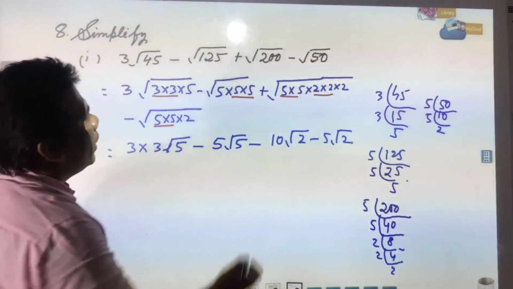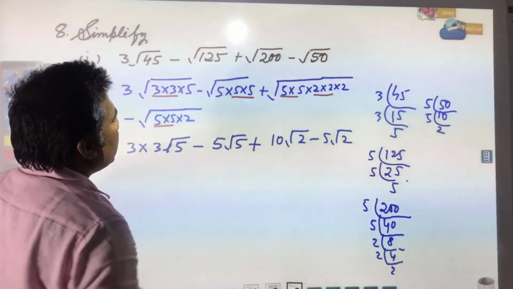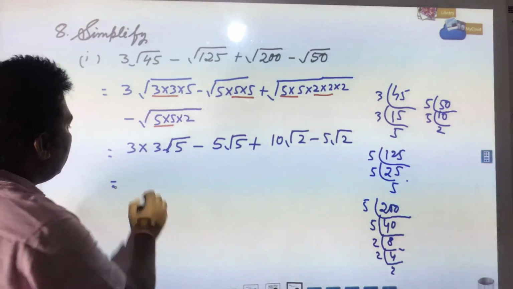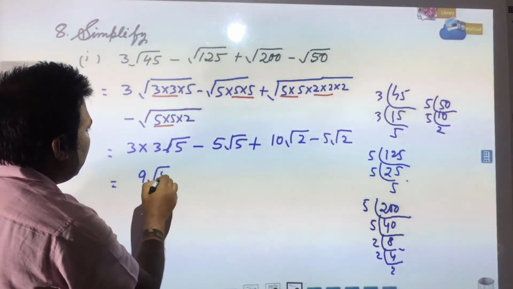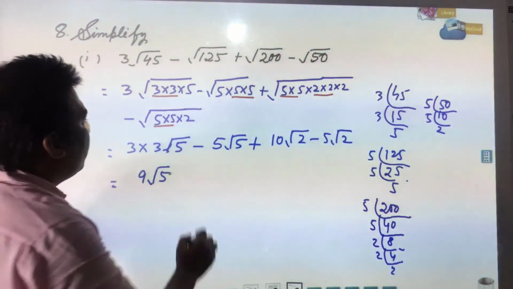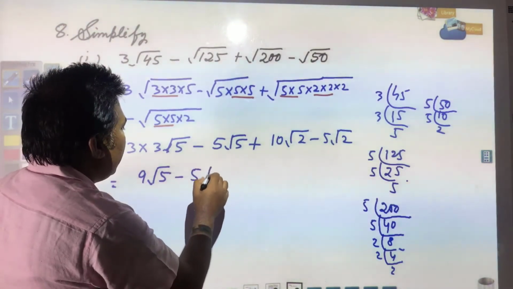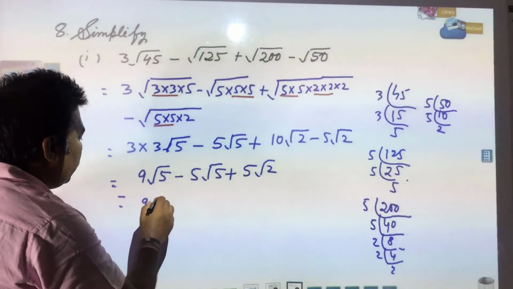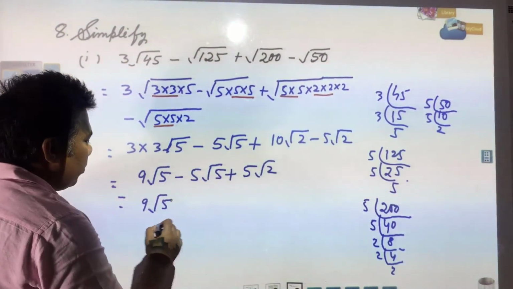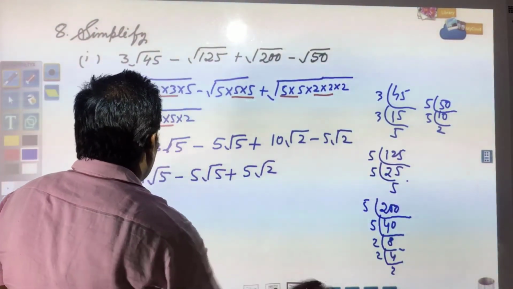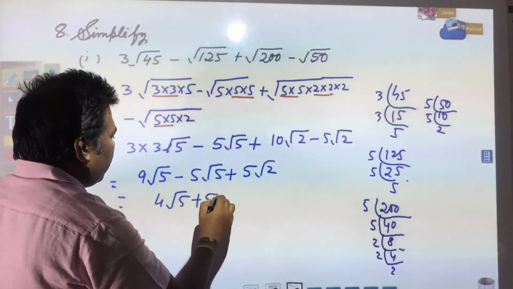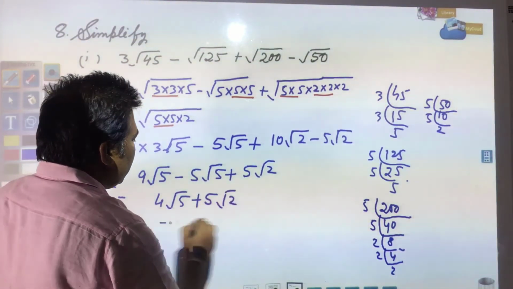Now, you see here you have 10 root 2, that will be in plus. Here you see 3 3s are 9 root 5 and minus 5 root 5. Here you see this will be 9 root 5, 9 root 5 minus 5 root 5 is equal to 4 root 5 plus 5 root 2. This will be your answer.